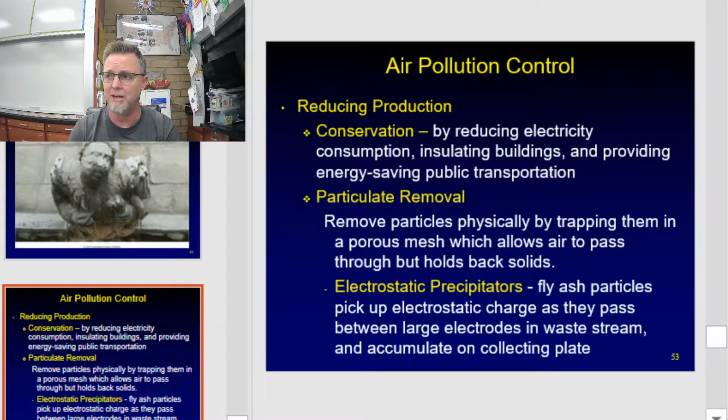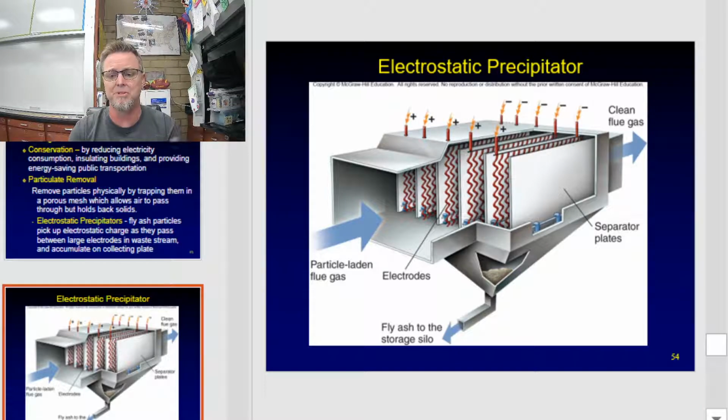Oftentimes, you just have to wait for it to rain, and the rain just knocks it down to the ground. This is a picture of an electrostatic precipitator. Basically, the exhaust gas goes through some ionized plates, and the particulate matter sticks to those plates. You collect that stuff, and it goes off to hazardous material disposal, right?